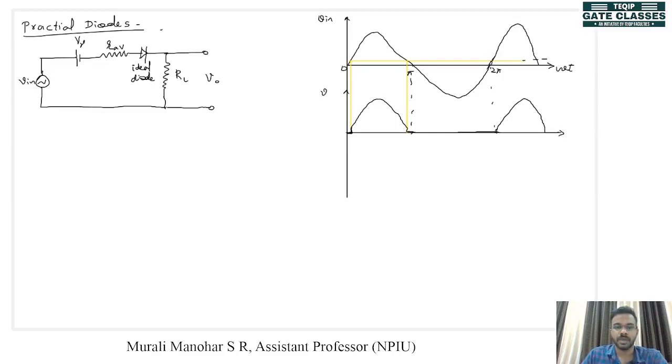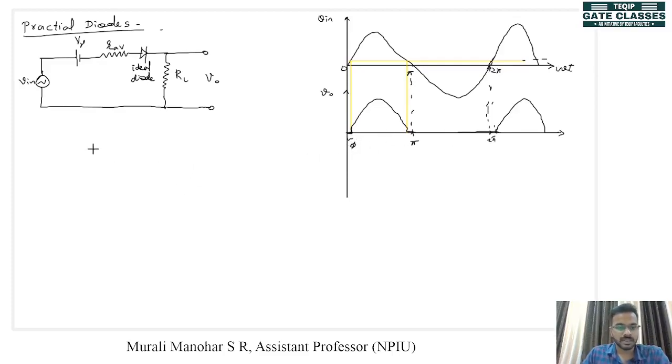This is V out. This is pi, and here we have 2 pi. And this small angle can be denoted as phi.